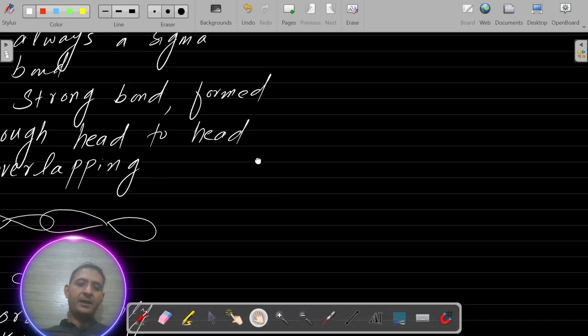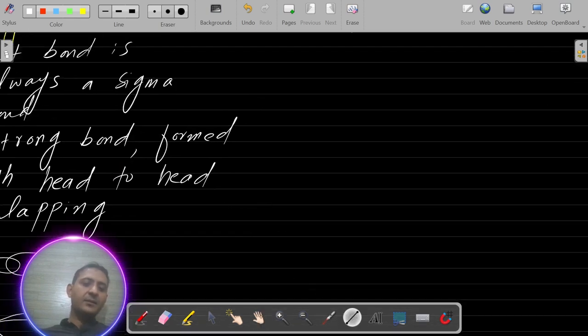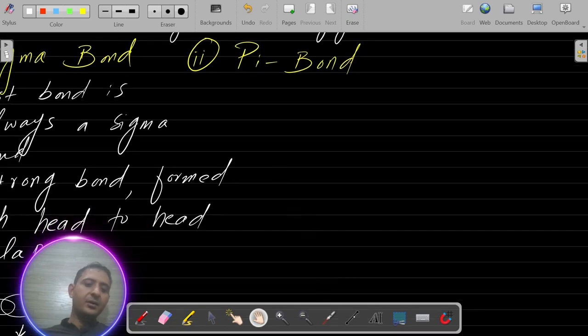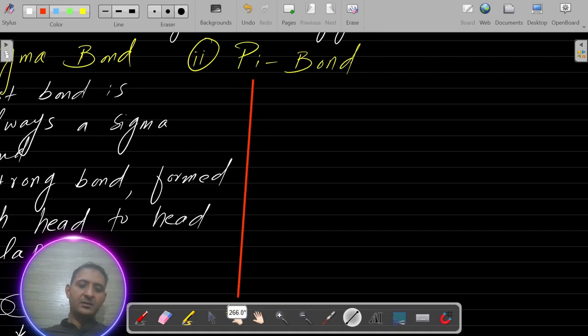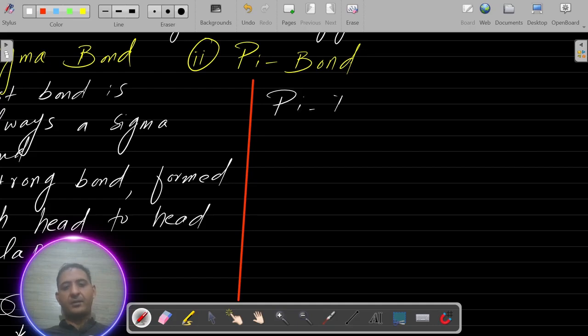Okay, and what about this pi bond? Let me draw a line for their differentiation. Okay, so pi bond is actually a weak bond. Weaker means it is reactive. Sigma bond is stronger but less reactive. Pi bond is weak, it means it can react easily. Pi bond is a weak bond.